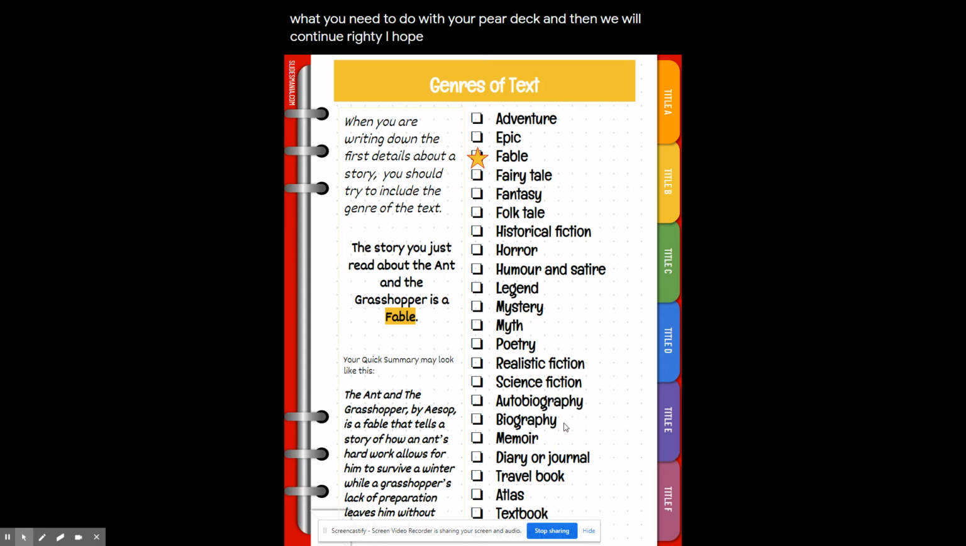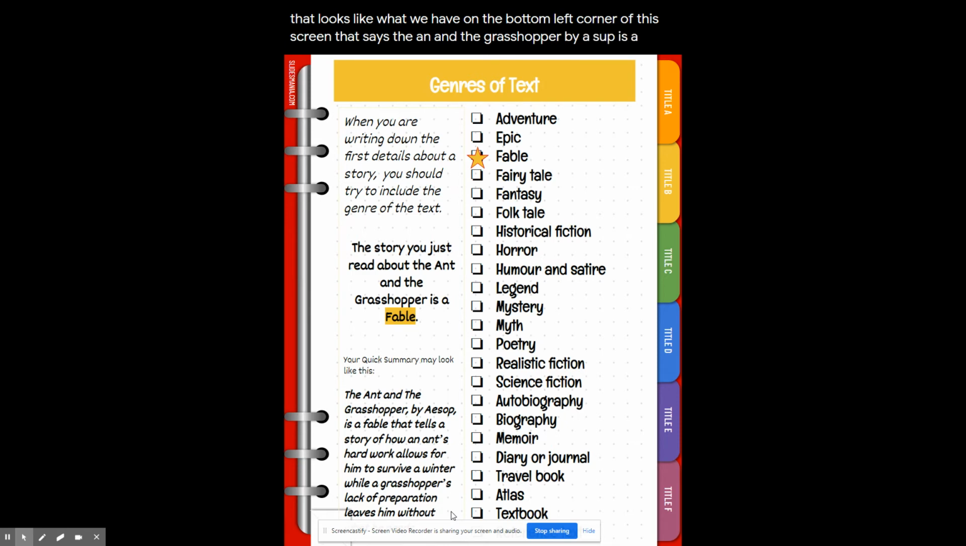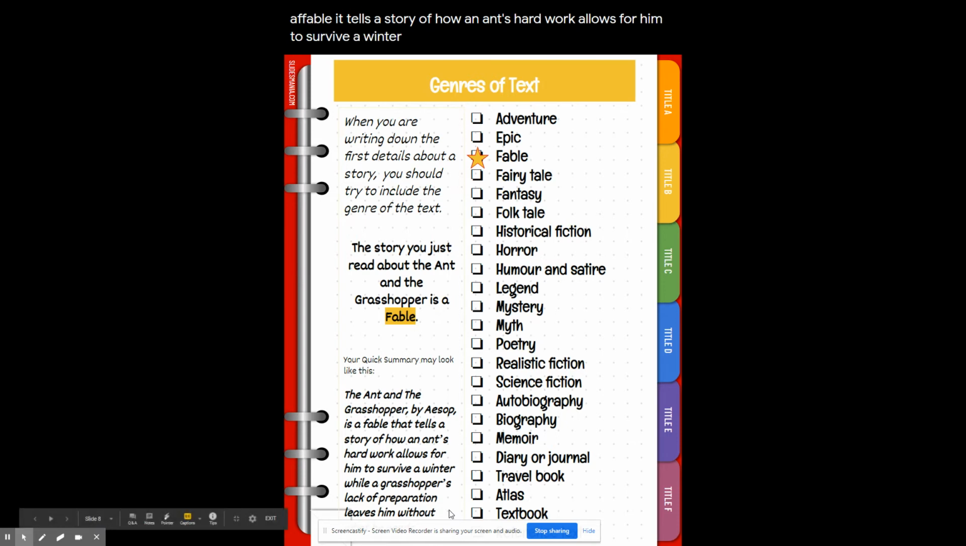Alrighty, I hope you wrote down your summary of the ant and the grasshopper, and I hope that you wrote something that looks like what we have on the bottom left corner of this screen that says The Ant and the Grasshopper by Aesop is a fable. It tells a story of how an ant's hard work allows for him to survive a winter, while a grasshopper's lack of preparation leaves him without what he needs for the winter. Ladies and gentlemen, a summary takes an entire story, an entire passage, and just gives a few words to explain what it was all about.